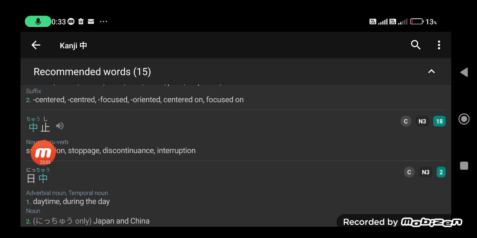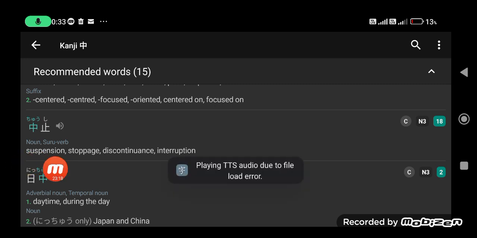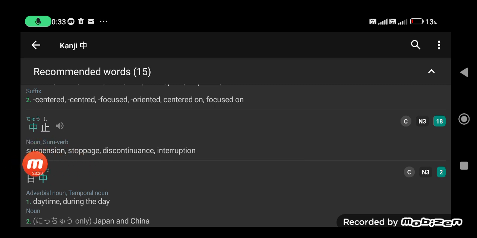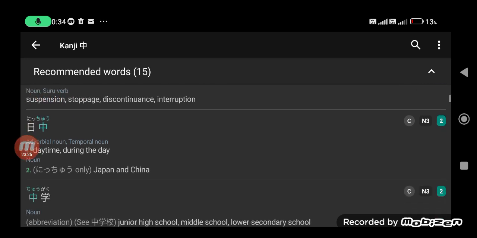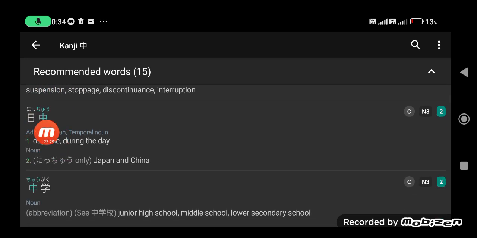It's a tip from me. 中止 Just like here, chushi, it's not just a noun, it is also a suru verb type of noun, meaning if you put a suru after this noun, it becomes a verb. 中止 Chushi, stopping in the middle, stoppage in the middle, or suspension of something, or discontinuance or interruption, chushi. Also another important term, nichu, meaning daytime, during the day, nichu.